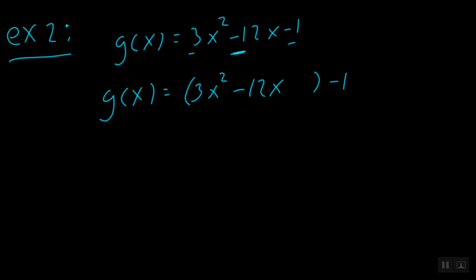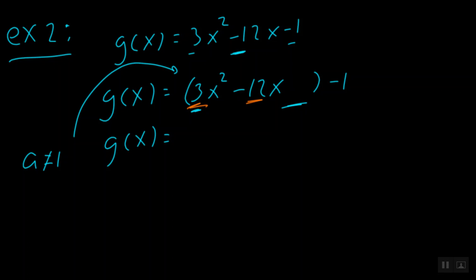Okay, now from here, remember, we cannot create this perfect square unless a is equal to 1. And currently, a does not equal 1. So we're going to factor out our GCF. And notice we can divide both of these by 3. So I'll put a 3 on the outside.